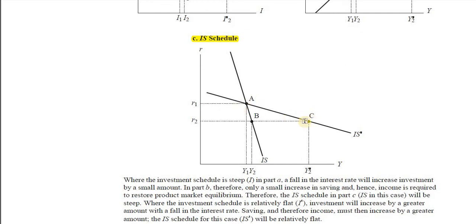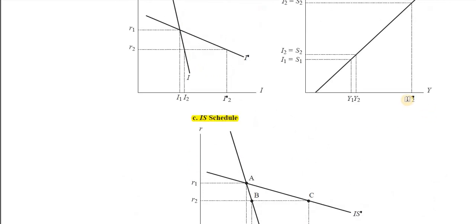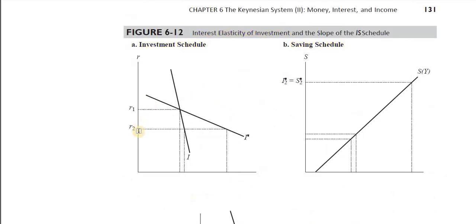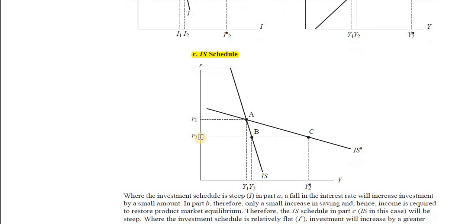picture. So joining A and C, we get a flatter IS curve because Y2 stays here, which is here, and R2 stays here, which again is here. So this is our point C. Joining A and C, we get an IS curve which is flatter.